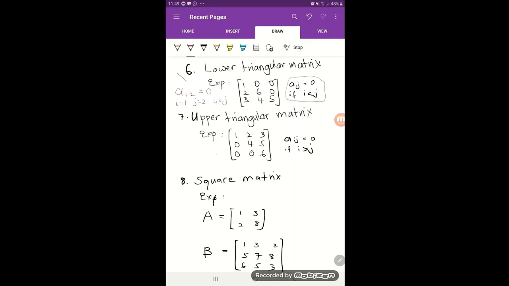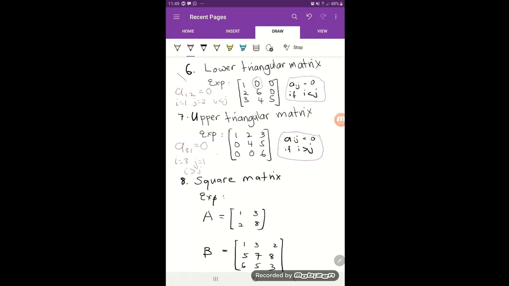And then the next one is the upper triangular matrix. An upper triangular matrix is a square matrix where Aij is equal to 0 if i is greater than j. For example, A31, where i is equal to 3, j is equal to 1. And then i is greater than j. So A31 is equal to 0.